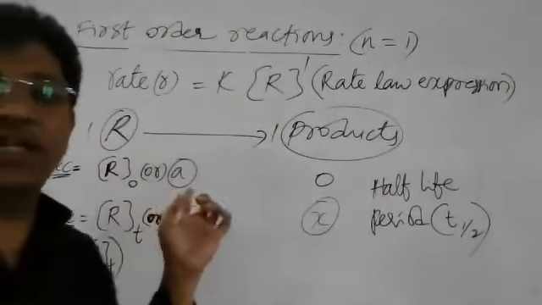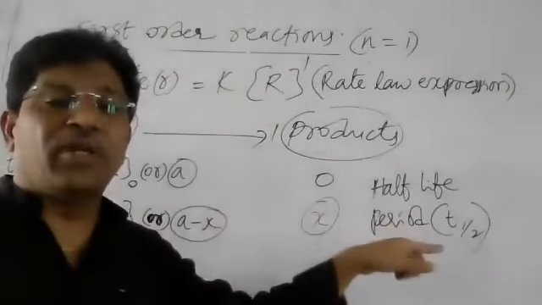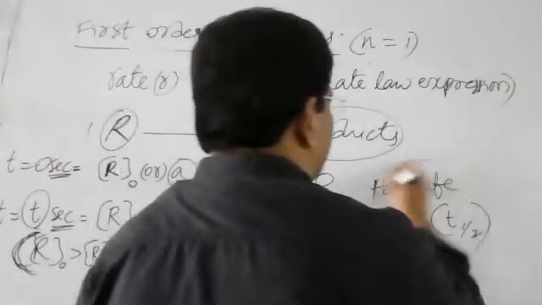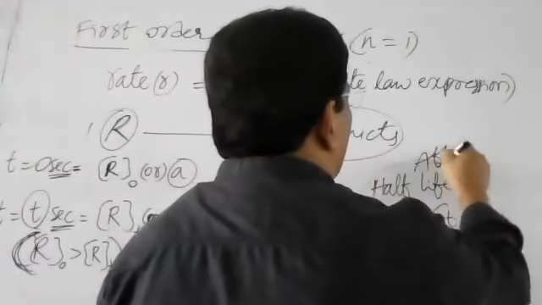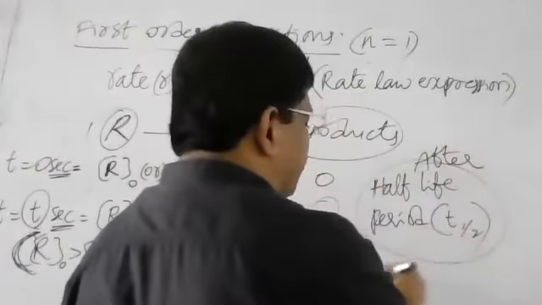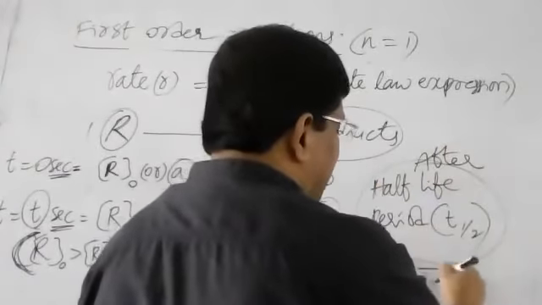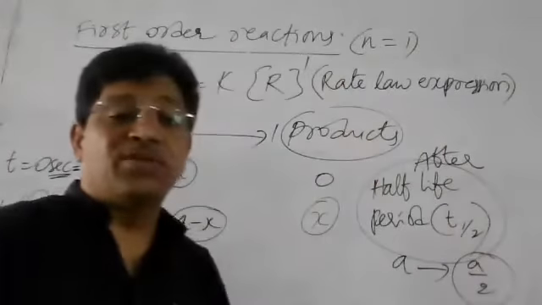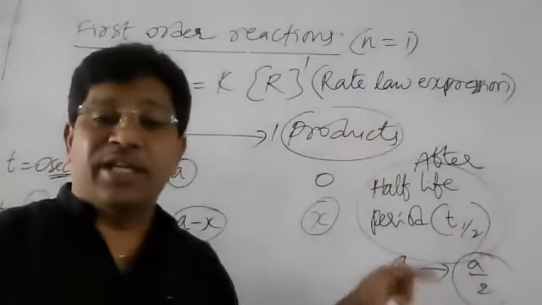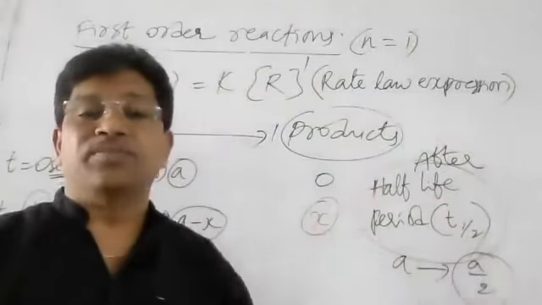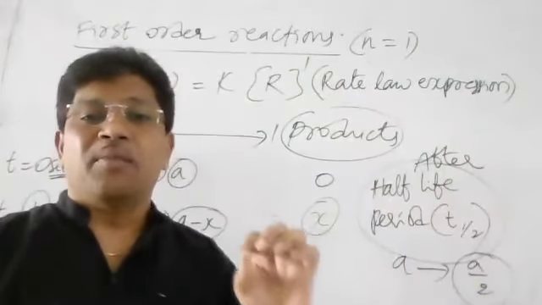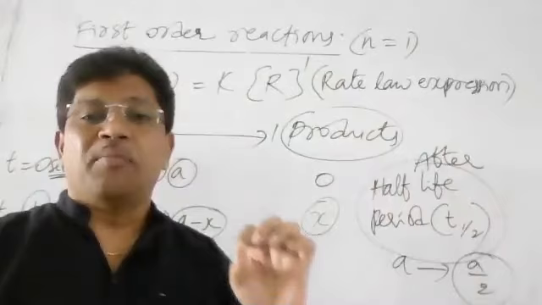Right. So suppose initially how much we have taken? A. The initial quantity is A. Then the leftover quantity after t half is A by 2. So after the half-life period, A becomes A by 2. That means the initial concentration A becomes A by 2 after the half-life period, the time taken by half of the reaction to be completed.